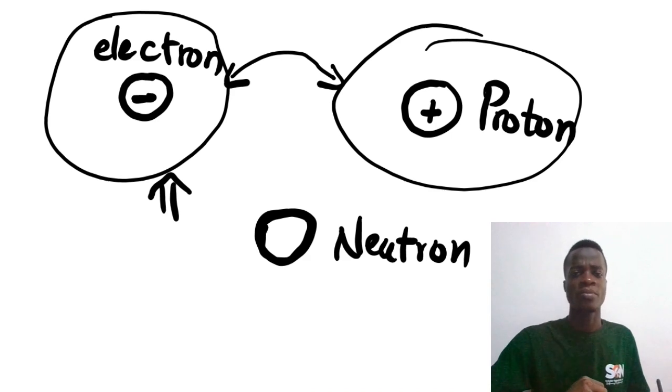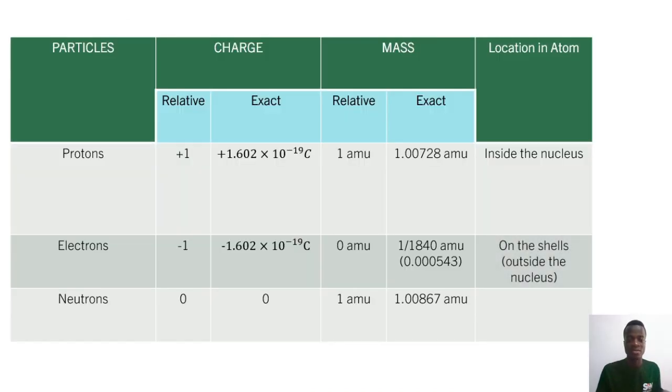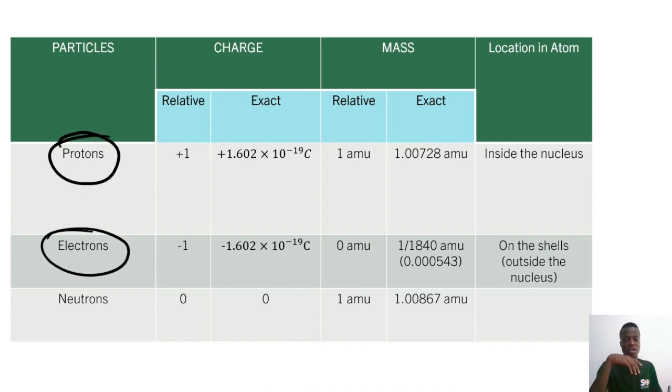So this is the basic idea. We are going to look at the table. This is the table I'm talking about, so let's talk about each of them. The particles here are protons, electrons, and neutrons. Those are the particles, and these are the criteria that we'll be looking at.